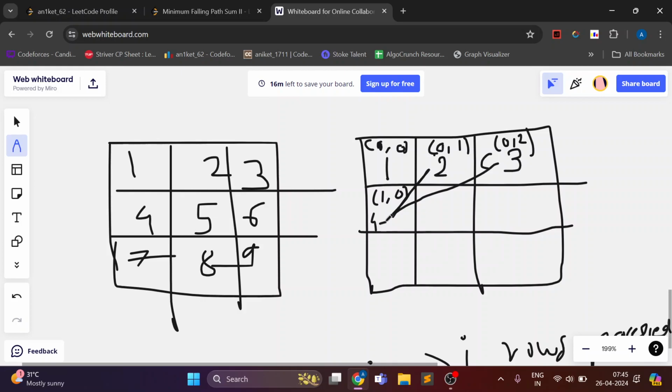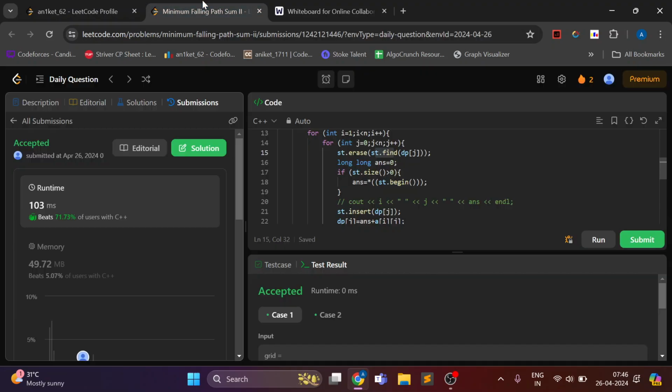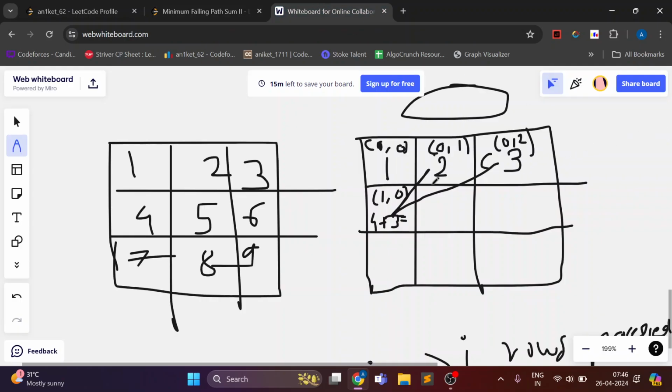4 is my constant which I have to add, obviously, but I will take the maximum of this. I don't care whatever happened above. I just care whether the path till the 0th column was max, or the first column was max, or the second column was max. So what I will add here is 3. So answer at this position I have to take the minimum, right? So 4 plus 2, which will come out to be 6.